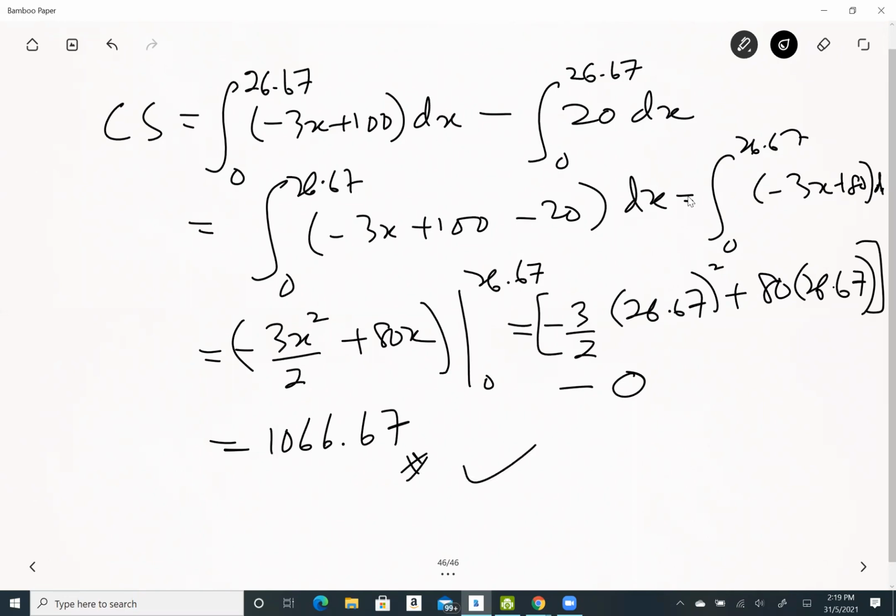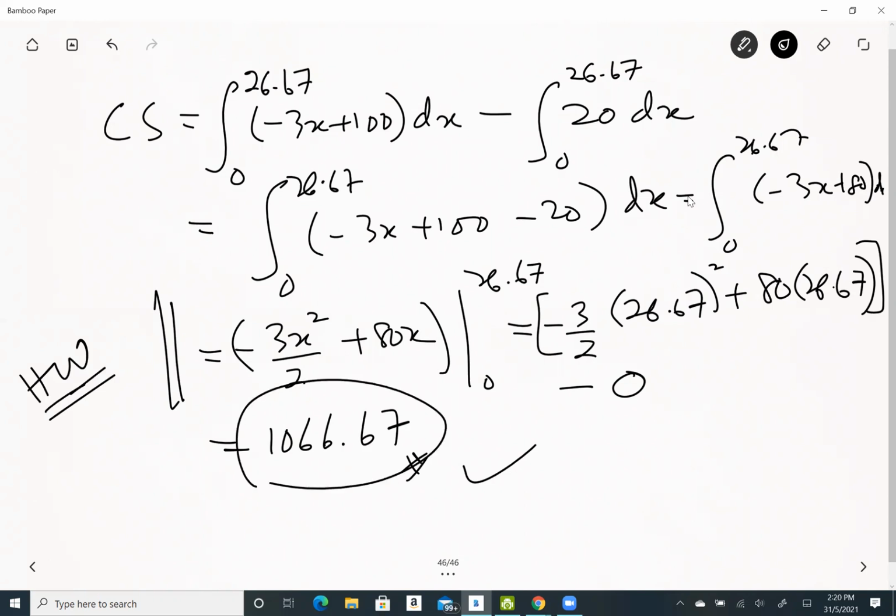Now, if you have not finished this part or any part of this, you go home and finish it up. That is homework. So you should get 1066.67.